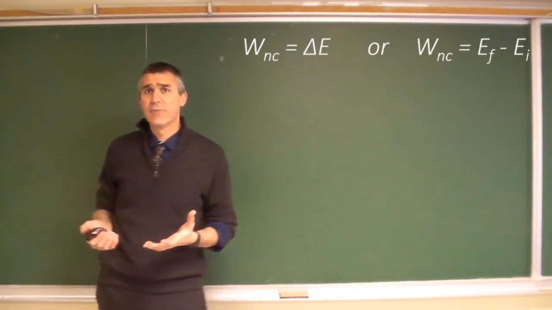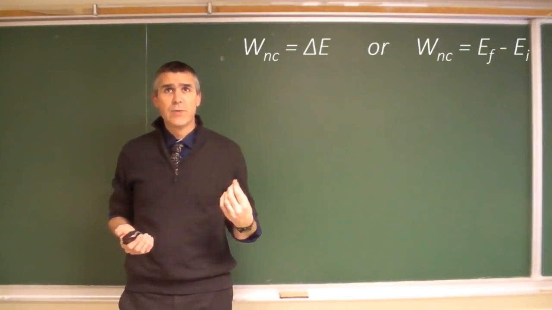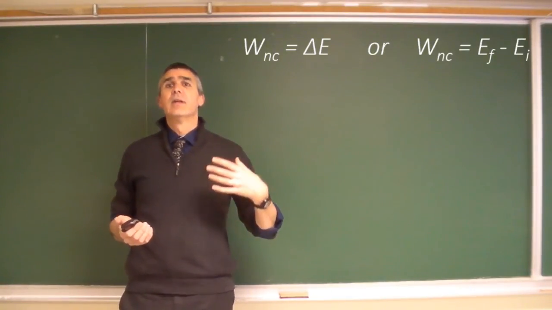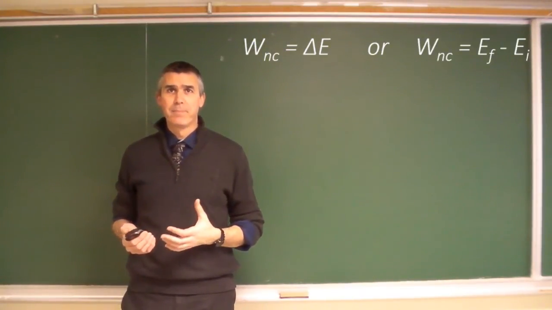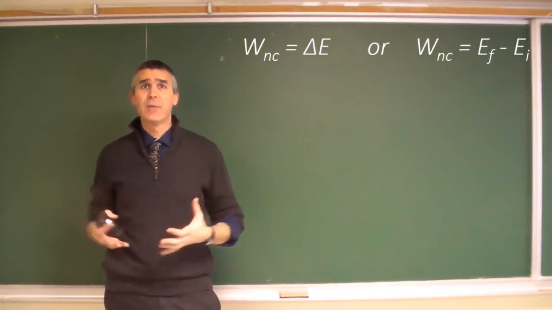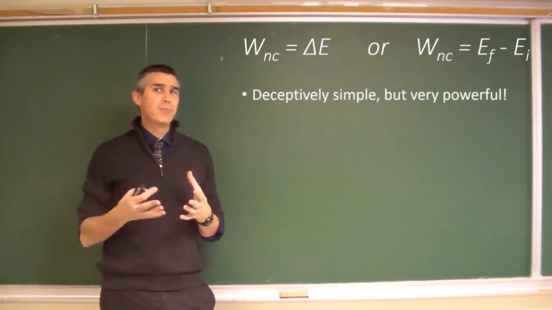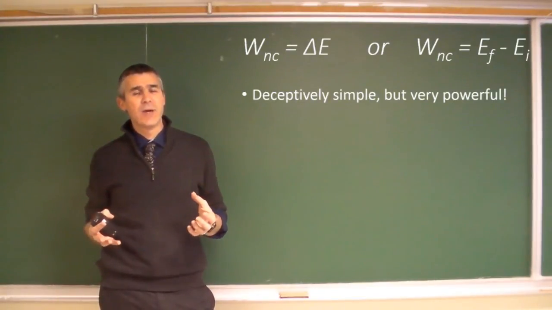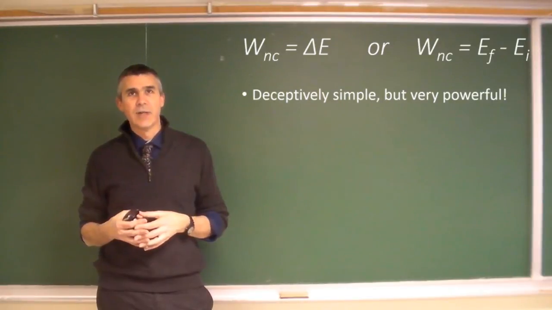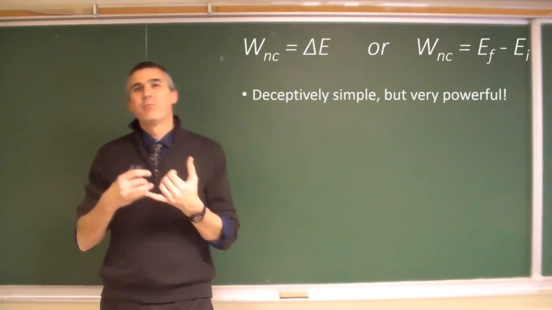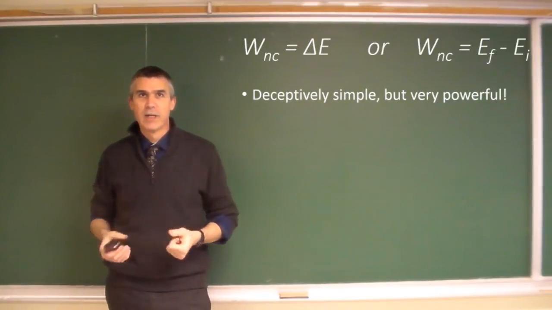Okay, so let's look at this formula a little bit further. Work done by a non-conservative force leads to a change in energy, or we can say the final energy minus the initial energy. This is a very deceptively simple equation, but it's immensely powerful, and I'll show you why. This is probably one of my favorite physics equations, and yes, I'm kind of nerdy enough to have a favorite physics equation. It is so powerful at solving work and energy problems.